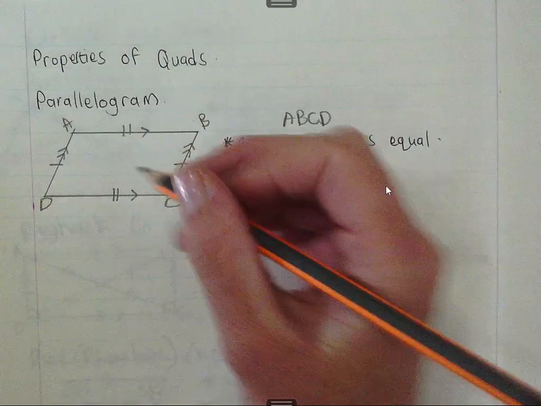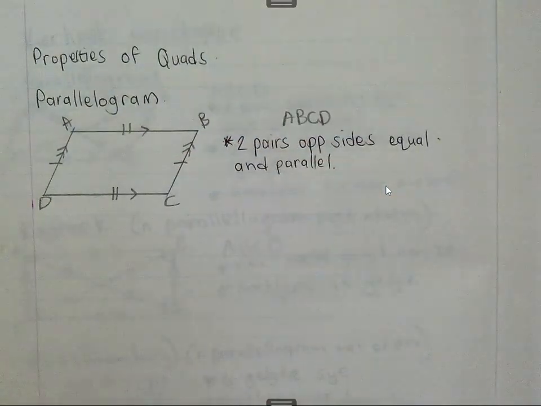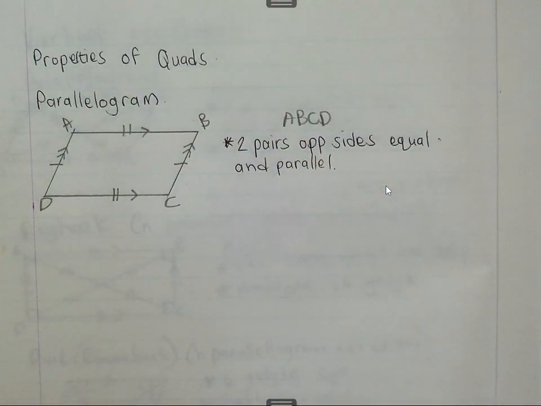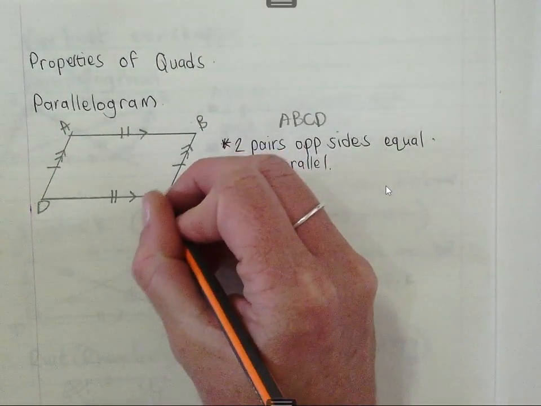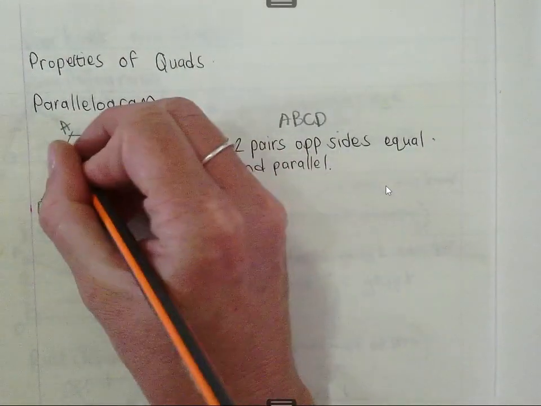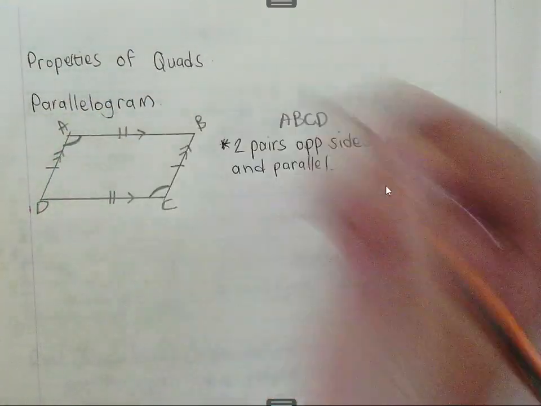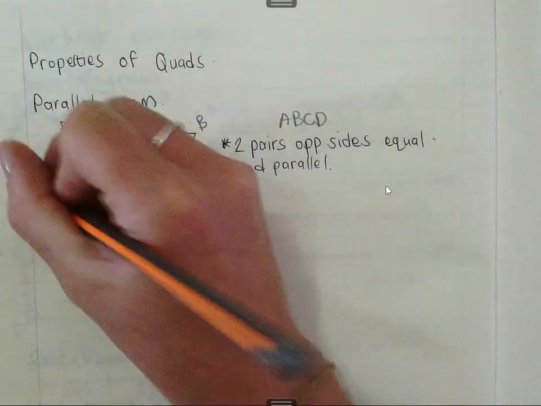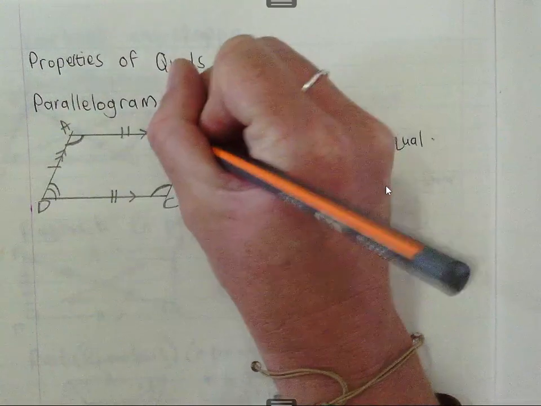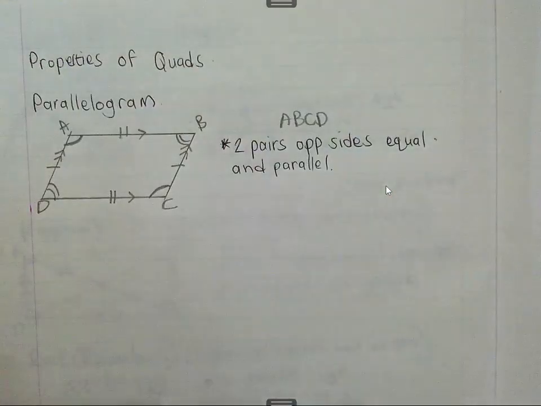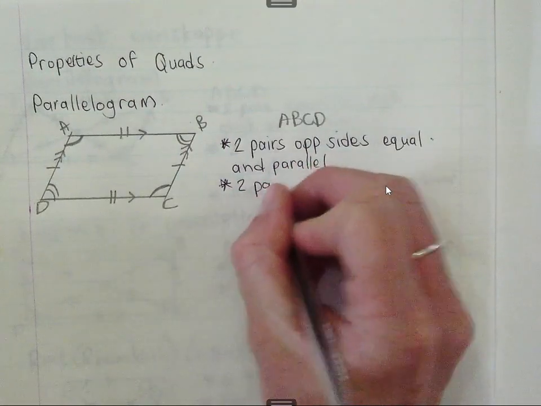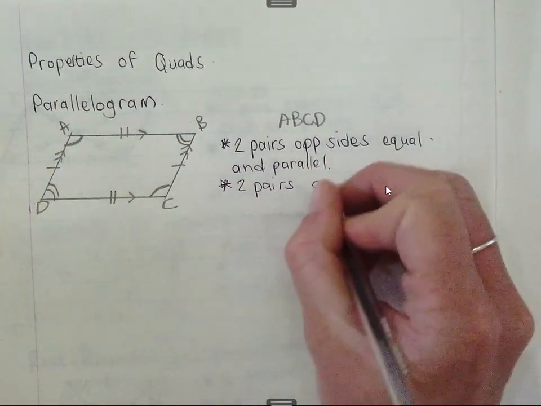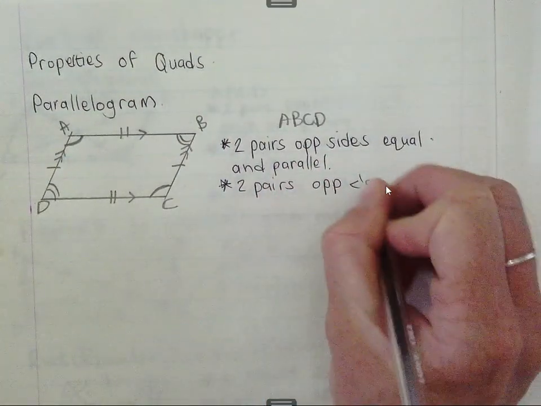If I look at the angles of a parallelogram, are the angles all equal to each other? No. Can you all see that? But if I look at this one and this one, they will be equal to each other. And this one and this one will be equal to each other. So we've got two pairs of opposite angles equal.